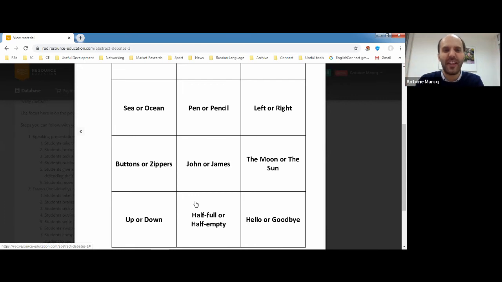So I really like these abstract debates where you put your students in debate areas where the only thing to focus on is your talents of argumentation, on your skills. How are you going to convince the other person that yes, left is better than right? If you ever hesitate when you're walking around and you're lost, always take a left.